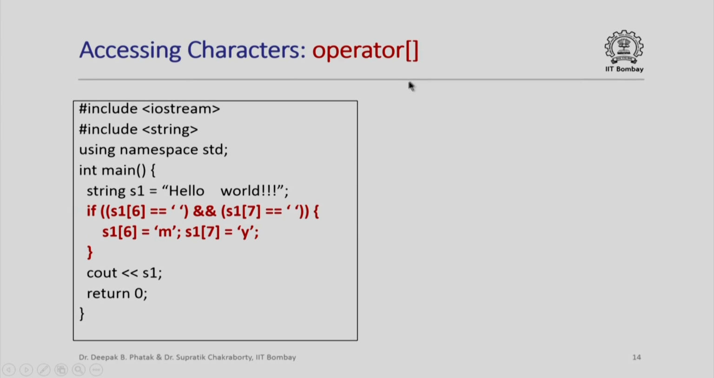Here is another operator of the string class. This is the square bracket operator used to access specific characters in the string.